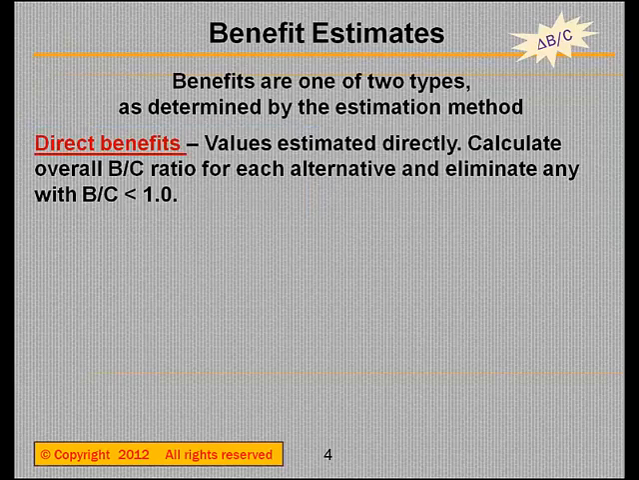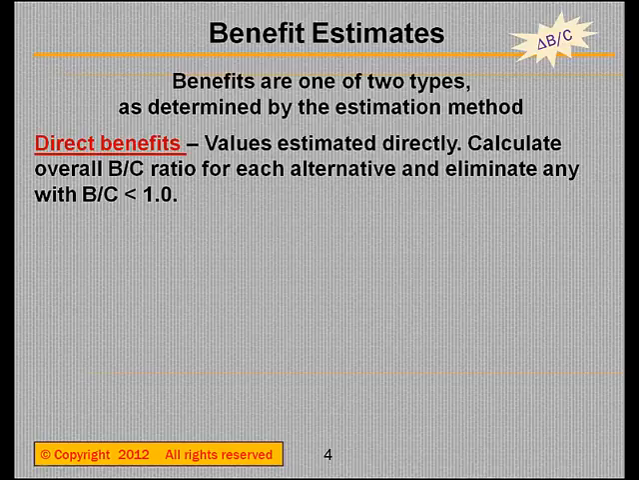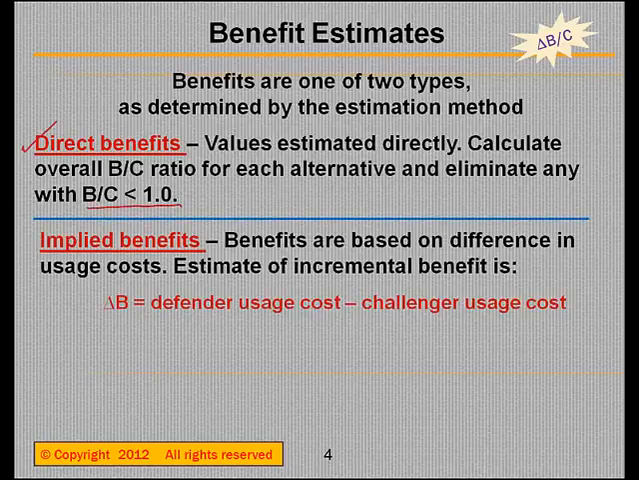The benefits in an incremental BC evaluation are either estimated directly or in an implied manner. Direct benefits are estimated in a fashion similar to those for revenues in an ROR evaluation. Any overall BC ratio that is less than 1 means that the associated alternative can be eliminated without further evaluation. Implied benefits are based on the difference in usage costs. This commonly means that a less expensive alternative will have a higher usage cost than the next higher cost alternative. That is, the defender usage costs are larger than the challenger usage cost, which leads to the relation for estimating incremental benefits shown here. Delta B is equal to the defender usage minus the challenger's usage cost.